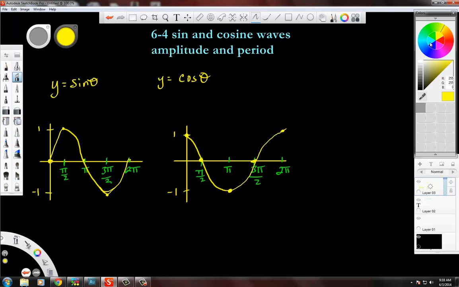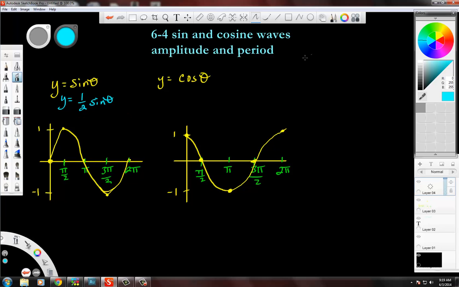Now let's mess around with different things. I have the luxury of doing layers on this, so I could do a lot of different graphs and show you how it affects things. Now be careful when you're doing this, because your graph will turn into a mess. But let's say I had 1/2 sine theta. If I did that, the only thing that would change is the amplitude.